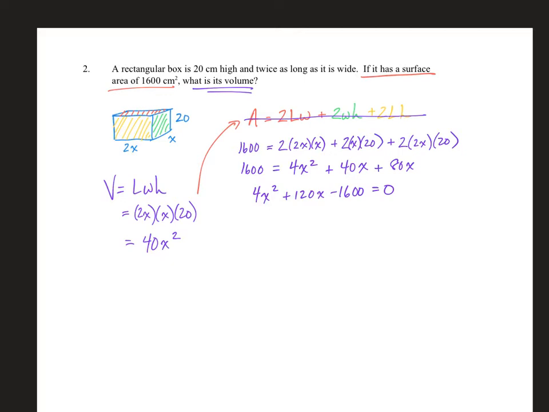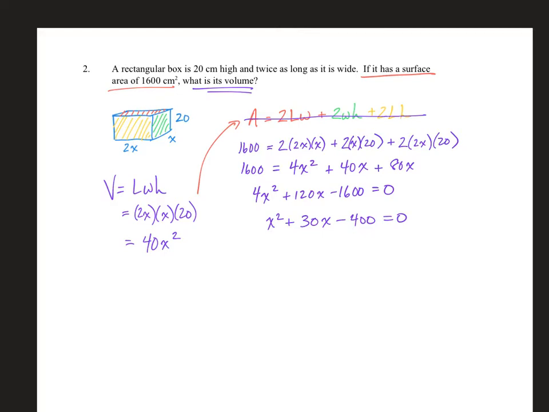However, maybe we work our way through and we say, okay, I can recognize that I have a common factor of 4 in all 3 terms. And so I'm going to divide out that 4 from everything. Okay, now we get to a point where we're looking to factor or use the formula.